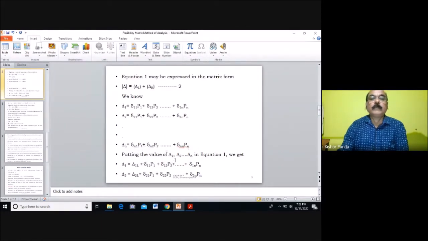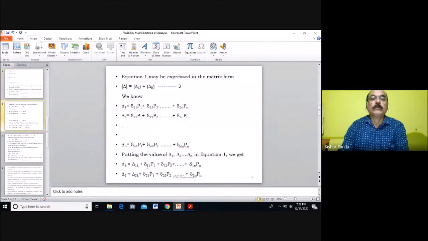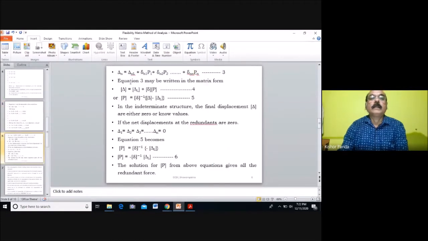So we put the values of delta 1, delta 2, delta 3 in equation 1. After putting this, delta 1 is equal to delta 1L plus delta 11 P1 plus delta 12 P2 plus delta 1n PL. Delta 2 is equal to delta 2L and so on. Then delta n is equal to delta nL plus delta n1 P1 plus delta n2 P2 plus delta nn PL.